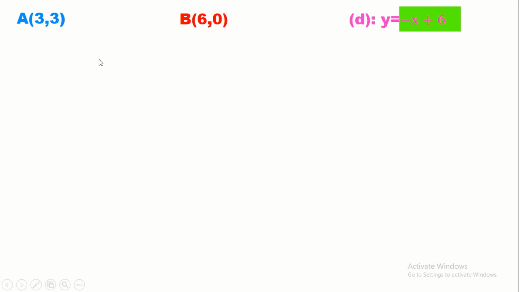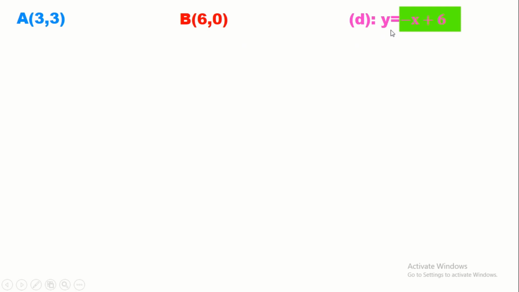Since they are asking us about 2 points that should be on this straight line, we can solve it by 2 methods. First, we can find the equation of the straight line AB, which will be the same as the equation of the straight line D. In this case, we can say they are the same straight line. Second, we can prove that each of these 2 points is a point on the straight line D. Let's solve in both ways.